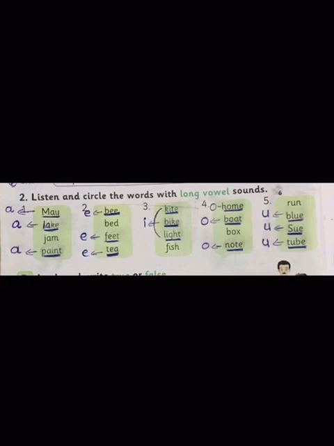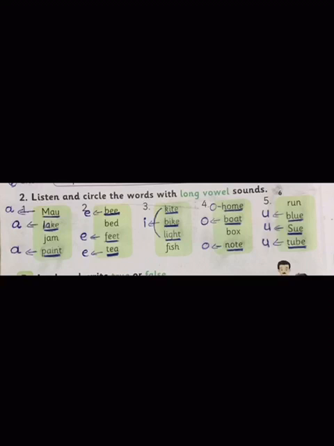The last list consists of four words. The first one is R, U, N, run. The second word is B, L, U, E, blue. S, U, E, Sue. T, U, B, E, tube. These last three words have long U, and this vowel sound is already mentioned in front of these letters.